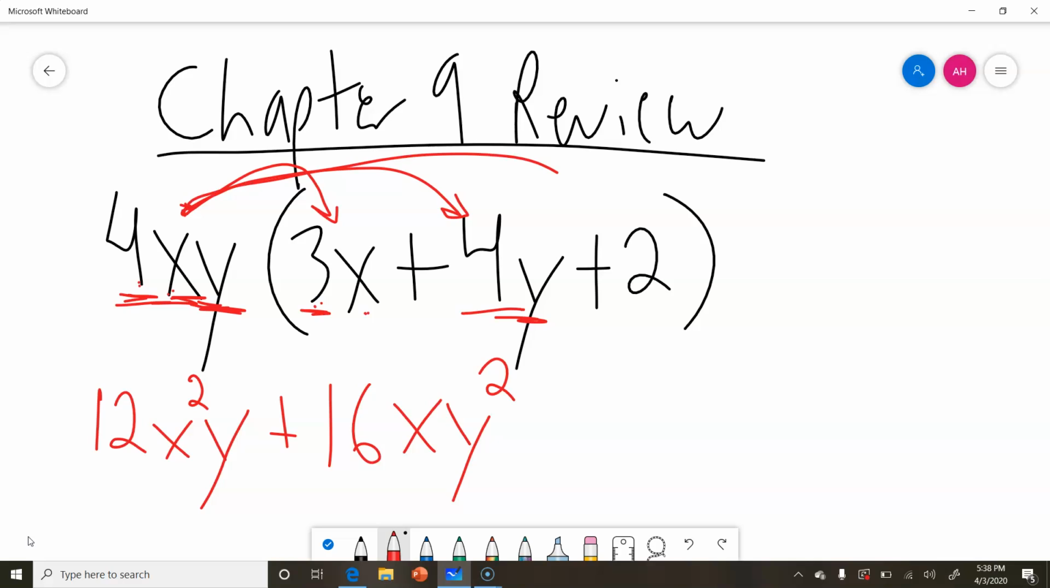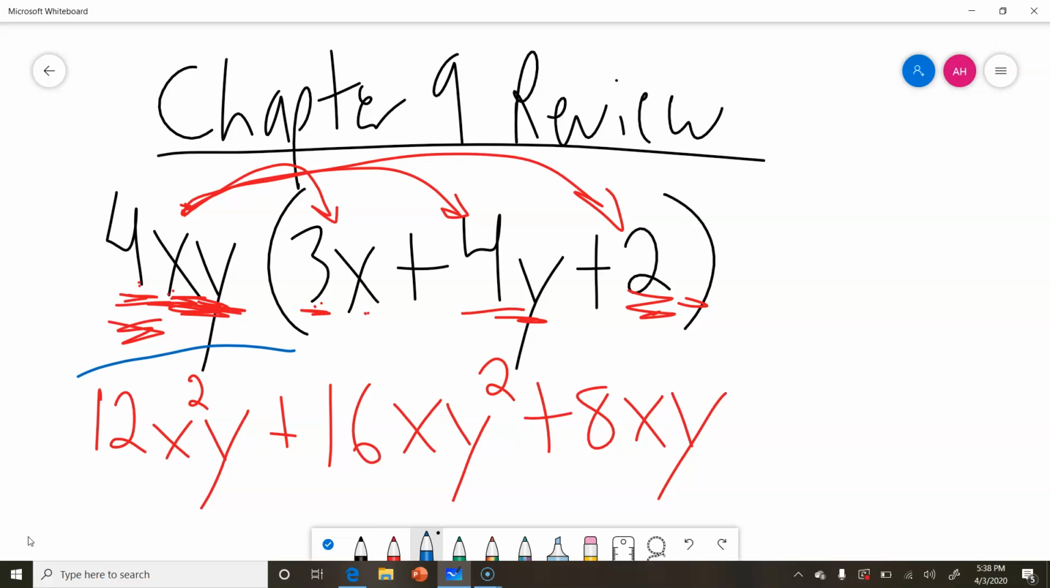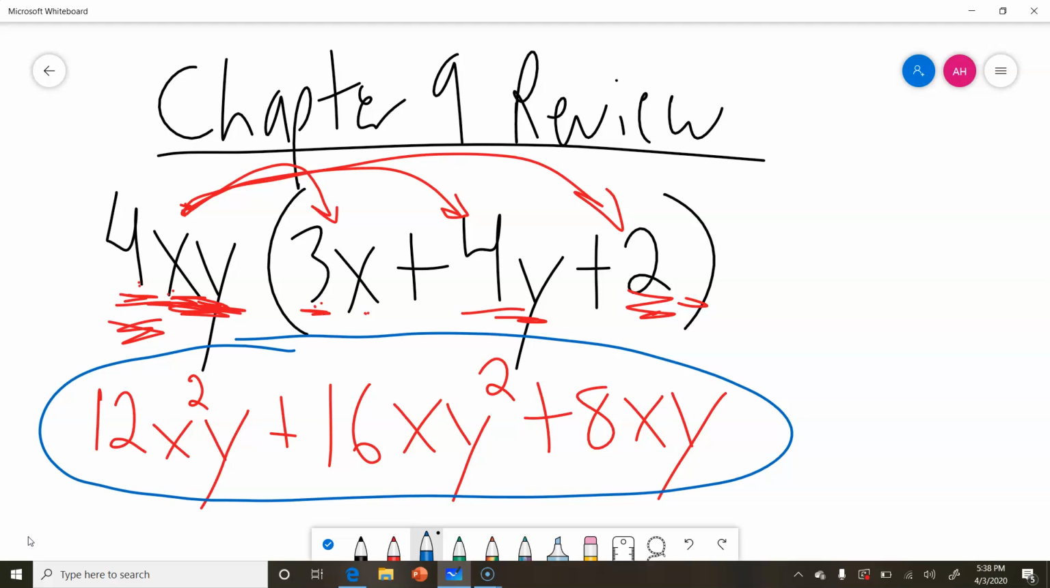Then last I do 4xy times the 2. So I do 2 times the 4 over here, and I get plus 8. The xy stays because there's no xy here. And that is my final answer. Okay, we really struggled with this on the homework in the last few days, and so I really want to emphasize it. That's all we have to do when we're multiplying with something like that.